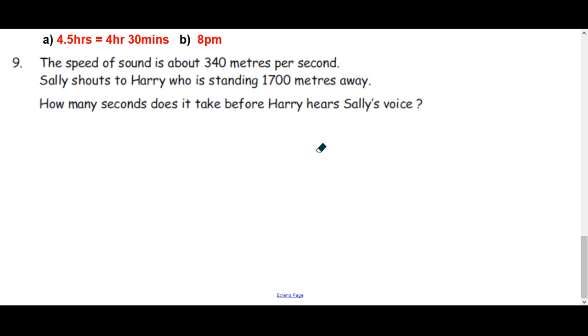Okay, last one, the speed of sound is about 340 meters per second. So that's how far sound travels every second. So if you're quite far away from somebody, like a noticeable distance over obviously 340 meters, it takes a wee bit of time to hear what they're saying. Anyway, so time equals distance over speed. So 1700 divided by 340, and you'll get 5 seconds.